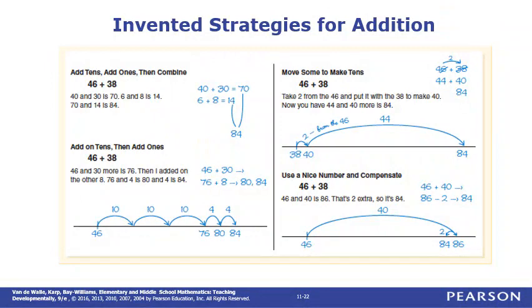And each of these responds to the following story problem. 2 scout troops went on a field trip. There are 46 Girl Scouts and 38 Boy Scouts. How many scouts went on the trip? So our first example of an invented strategy here is to add the tens, add the ones, and then combine. So for 46 plus 38, you would add 40 and 30 to get 70, and then you would add 6 and 8 to get 14, and then you would add 70 to 14 to get 84.